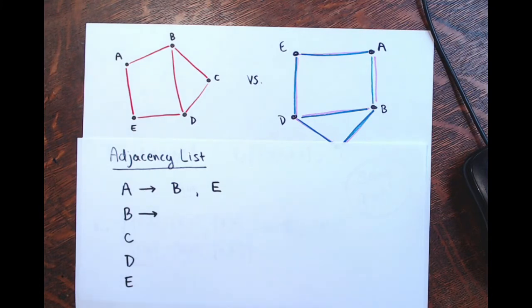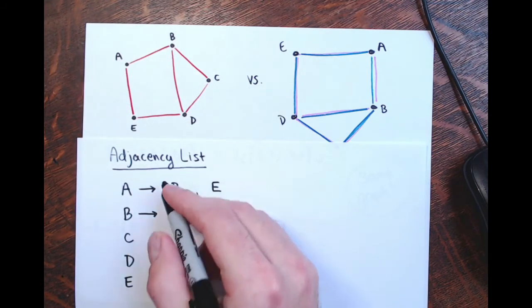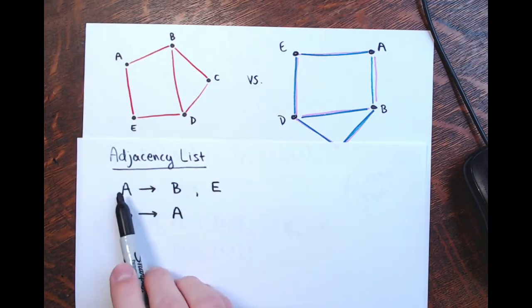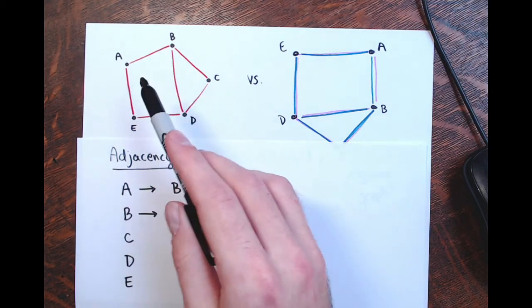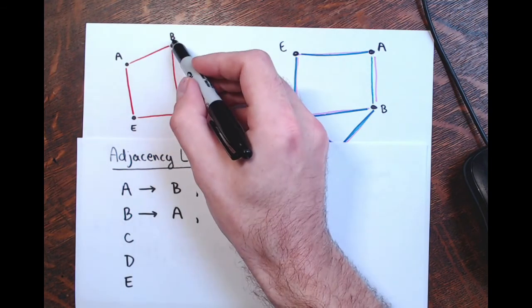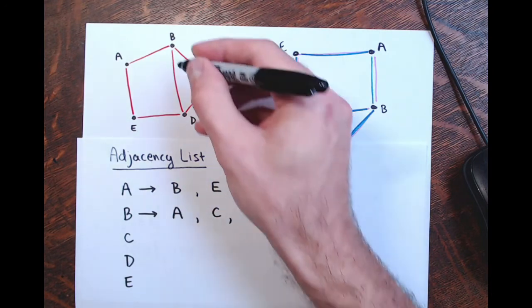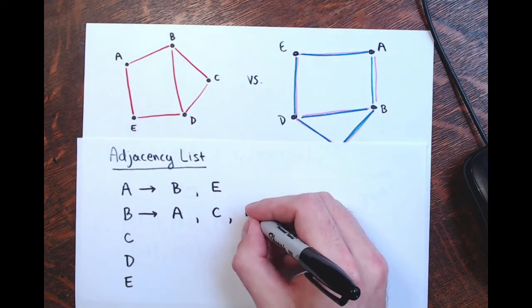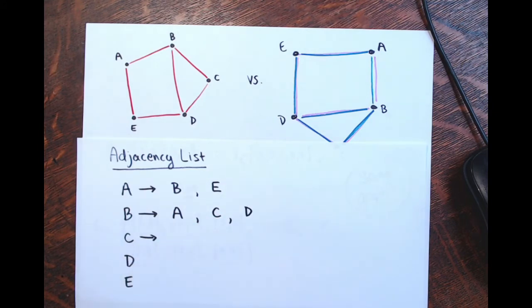I just list all the vertices that B is adjacent to in order. B is adjacent to A. And this is what they were saying. If B is on A's adjacency list, A should be on B's adjacency list, right? Because this is undirected. B is adjacent to A. It's adjacent to C. And adjacent to D. Very simple process here.